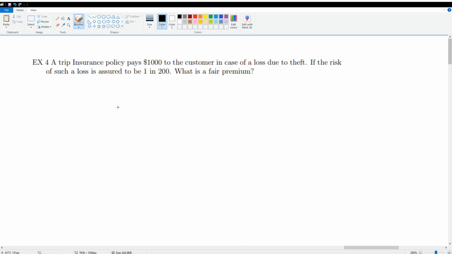Here, let's think about it this way. We've got a customer. If they get stolen from, the insurance company pays them $1,000. The insurance company assumes that the chances of someone being stolen from is 1 out of 200. So what's a fair premium? Well, think of it this way. If it was fair, then the amount of money paid in would have to equal the amount of money paid out. So if you want to put it another way, money in would equal the money out. As that is what fair means.